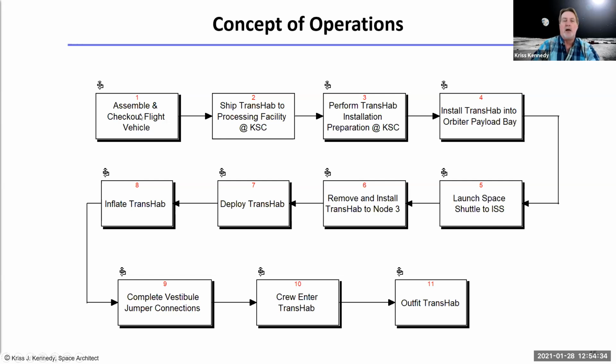So then you can decompose and go in more and more detail about what does it mean to assemble and check out the flight vehicle. You know, ship the TransHab to process at KSC, perform TransHab installation and preparation at KSC, install TransHab into the orbiter payload bay, launch, remove and install, deploy, inflate, complete the vestibule jumper connections. The crew enters the TransHab and outfits it and gets it ready for occupation.